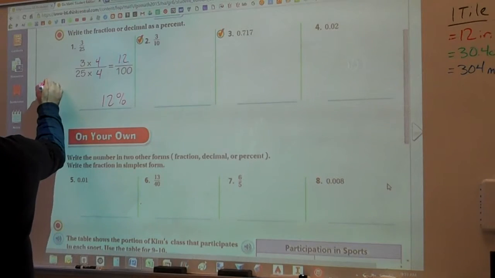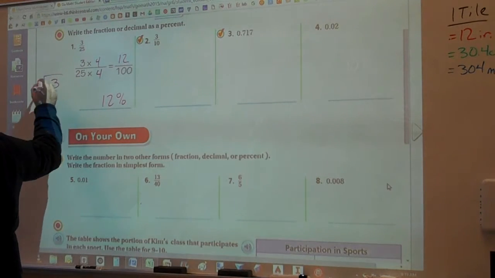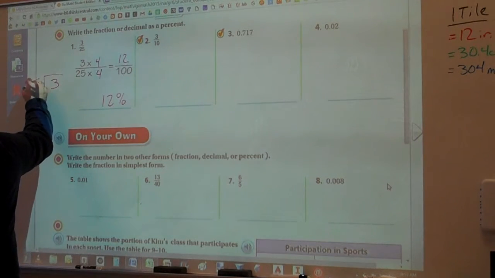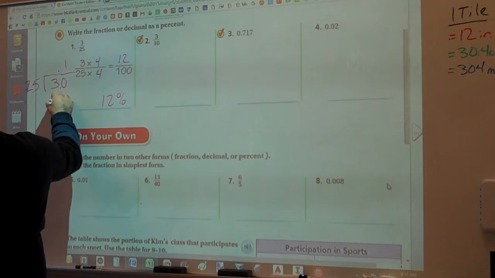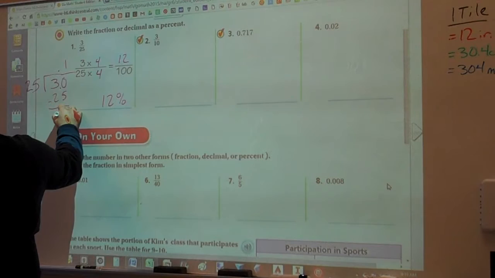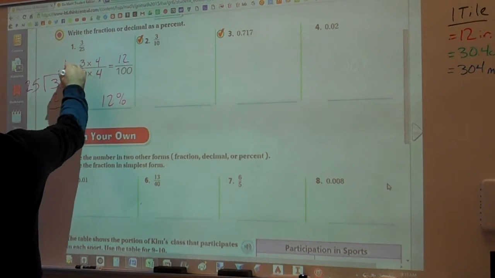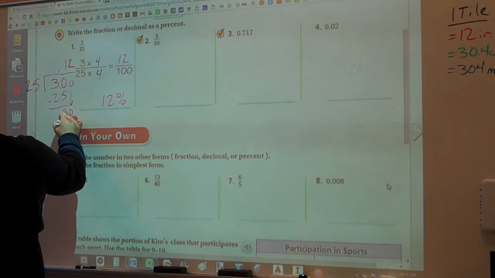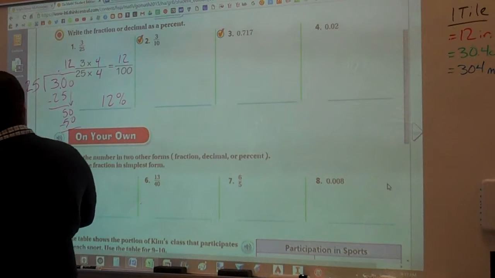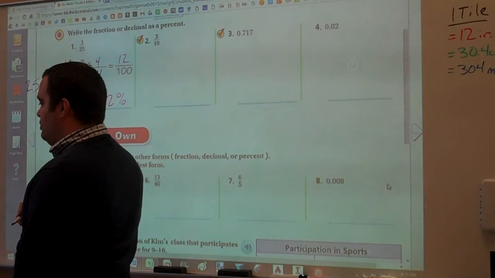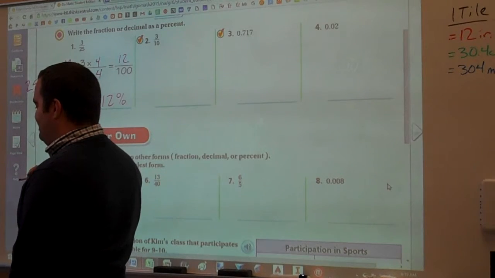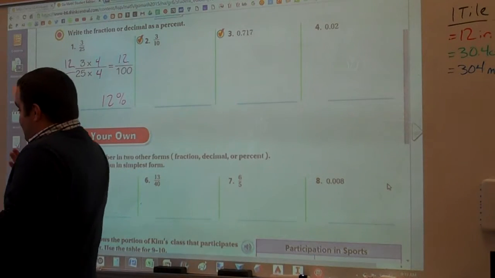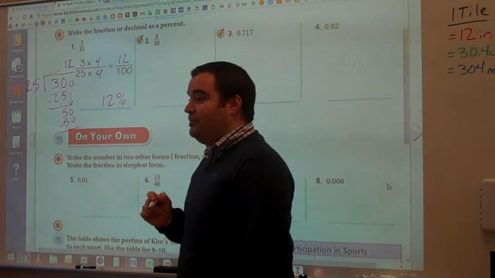If I did it the Slivka way, 3 divided by 25, 25 goes into 30 once. You get 5, add 0, and then that's 2. Then you move the decimal twice and you get 12%. Do you see how I did that? I just moved my decimal 2 places to the right.